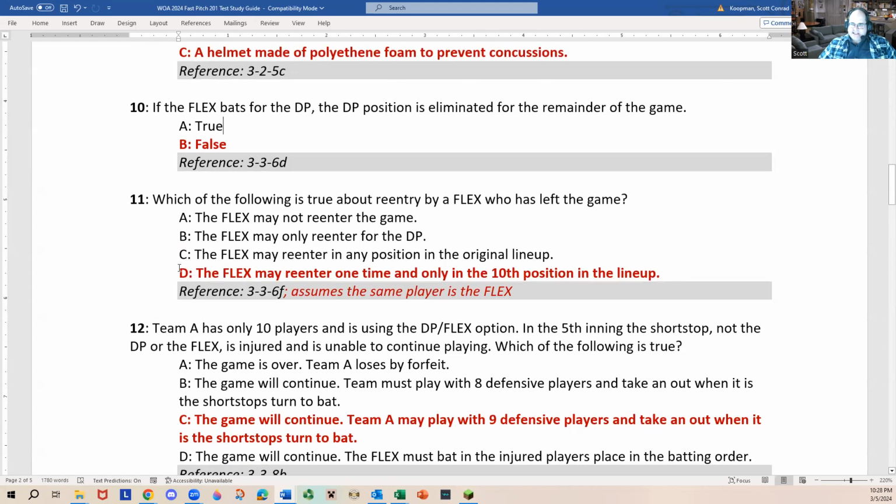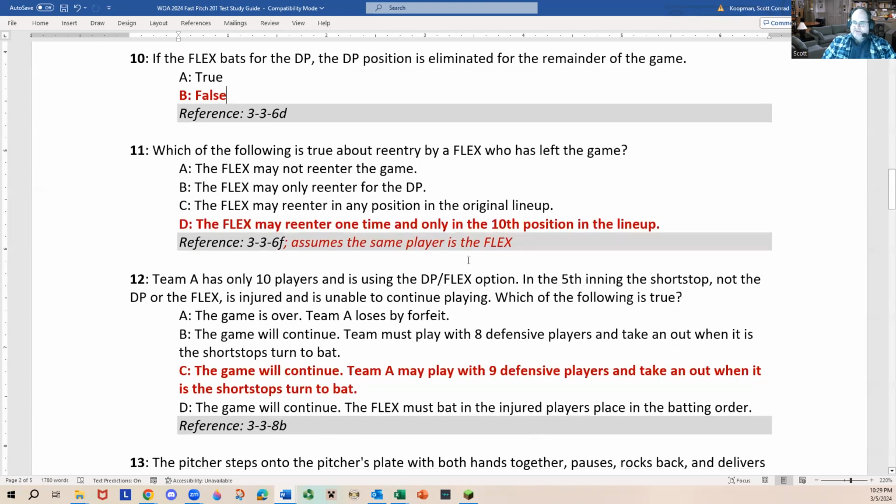Question 10, if the flex bats for the DP, the DP position is eliminated for the remainder of the game. This is false because even though the flex replaces the DP and the DP is removed from the lineup, you can put the DP back in and take the flex back down to the 10th spot. So again, not getting into DP flex in depth, it's not eliminated for the remainder of the game. It's eliminated until the DP comes back. So that's what is false about that statement.